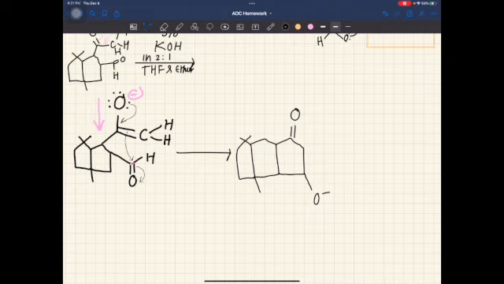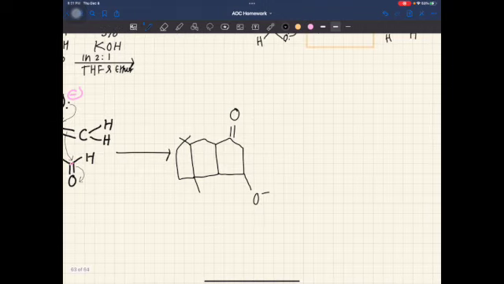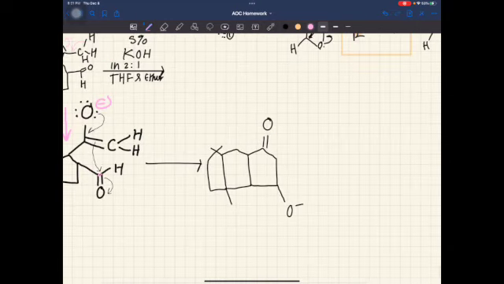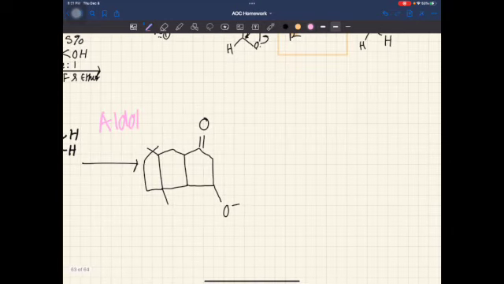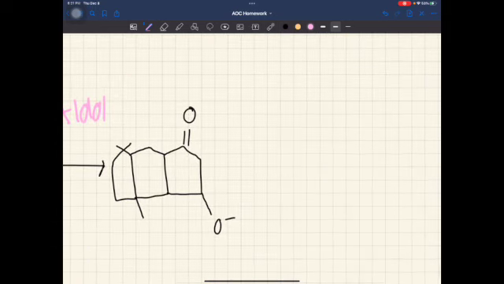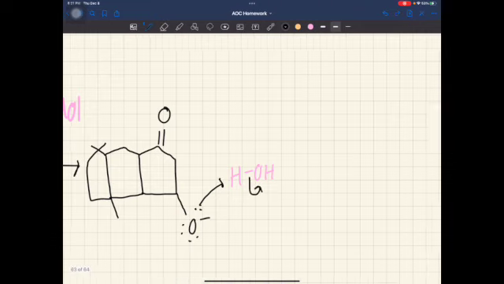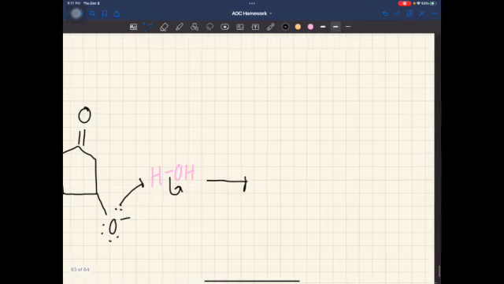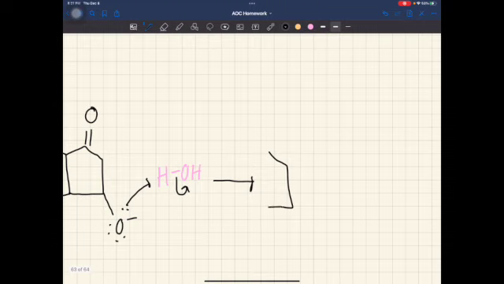O minus. So what's going to happen is, again, I'm not sure if I mentioned it, this is the aldol type reaction. So we have water in the mixture. The oxygen is going to grab a hydrogen from the water and become an alcohol group. So it's now going to look like this.